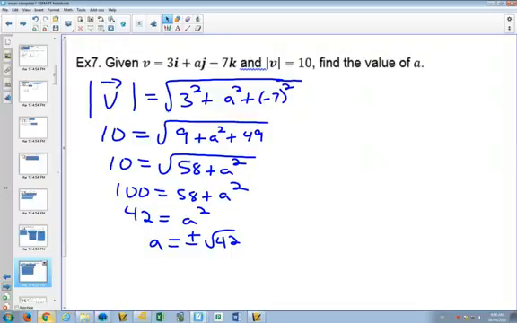So key concept number 1 of vectors is how do you find their lengths? And that's just by doing a squared plus b squared equals c squared, or in 3 dimensions, a squared plus b squared plus c squared equals d squared.